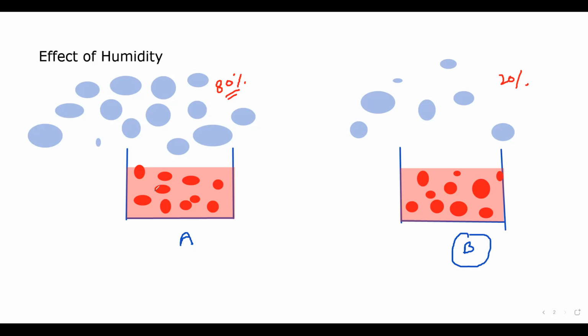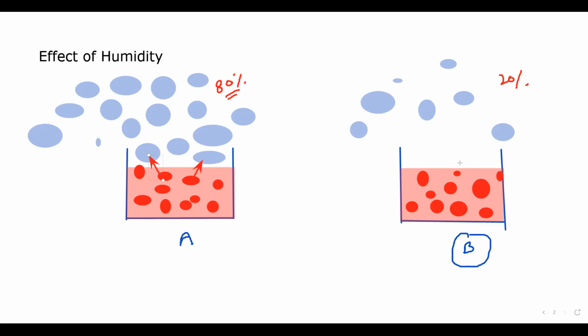Why is it B? Because already there are a lot of water molecules in the atmosphere. So when there are already a lot of molecules in the atmosphere, these liquid molecules are not able to come out because they don't have too much space. There's not too much space in the atmosphere. So these liquid molecules find it difficult to come out.